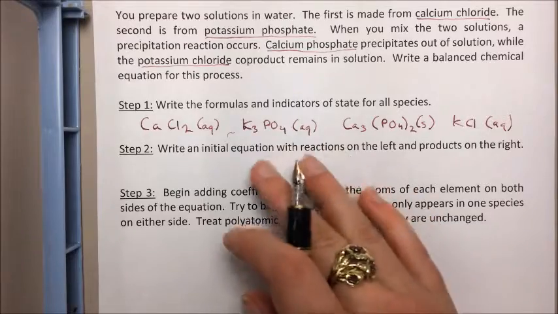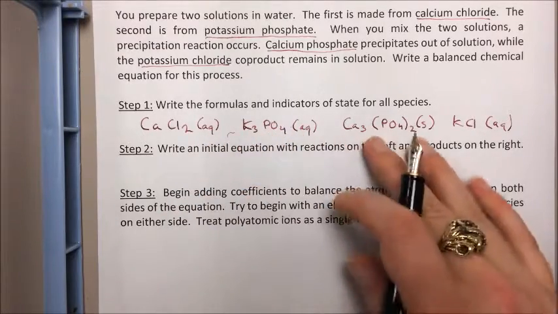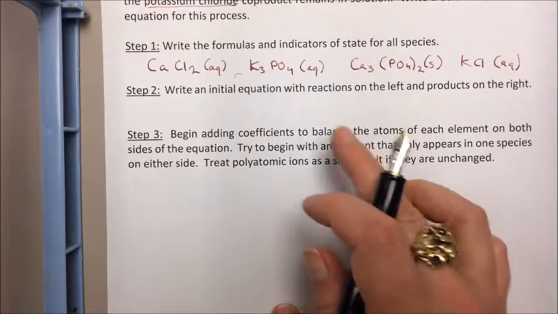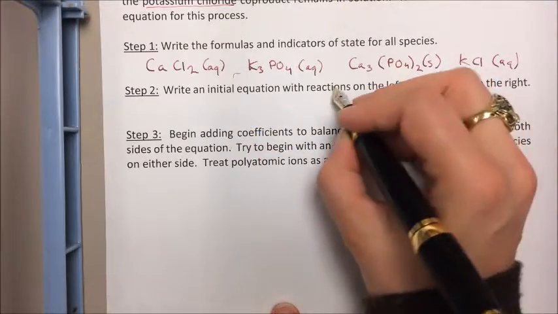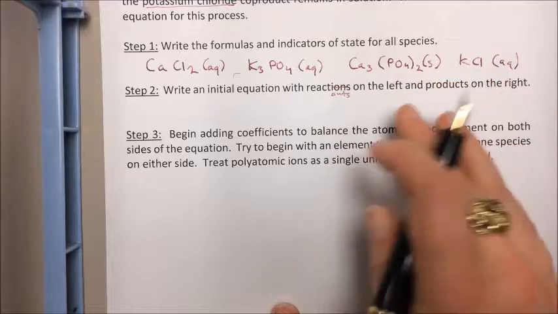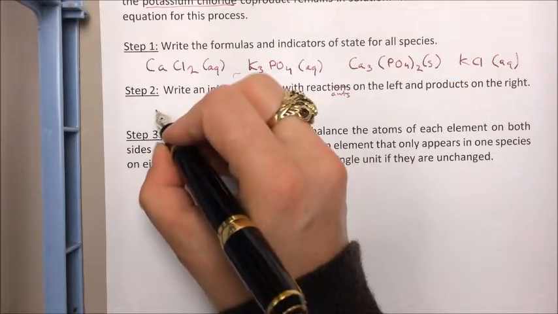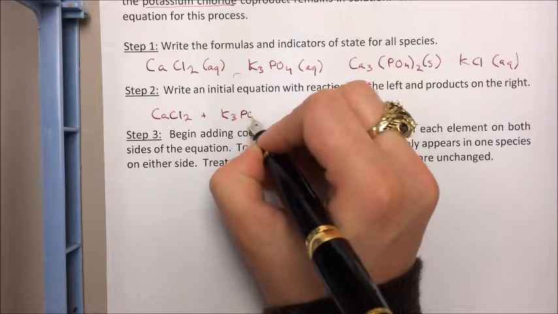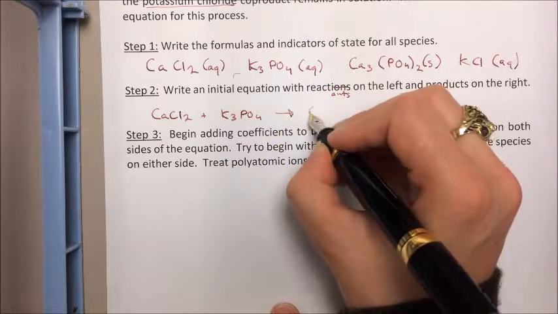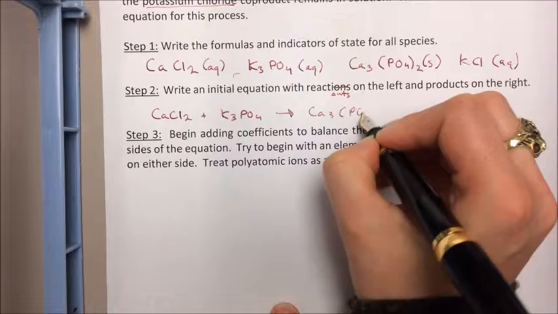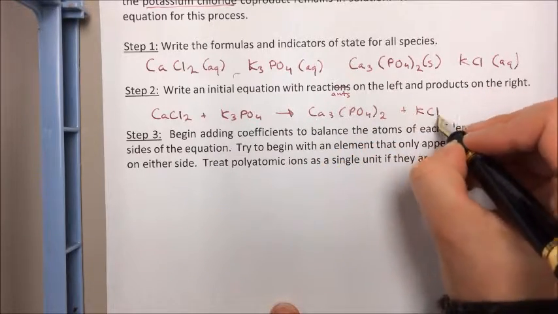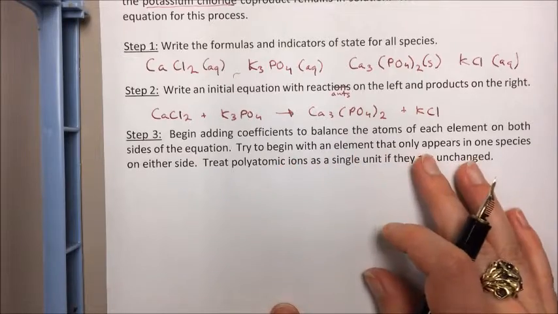Okay. We are going to abandon these indicators of state and bring them back in later. We're going to write our initial equation with reactants on the left and products on the right. So CaCl2 plus K3PO4 is going to become Ca3(PO4)2 plus KCl. Now we can begin balancing.